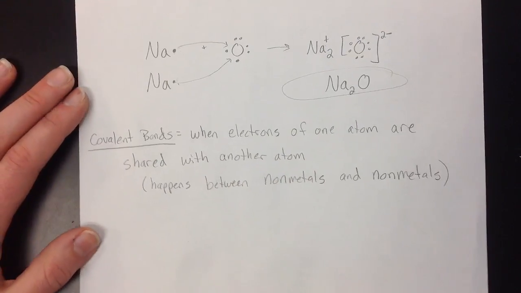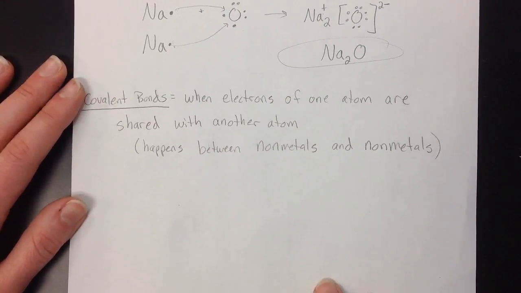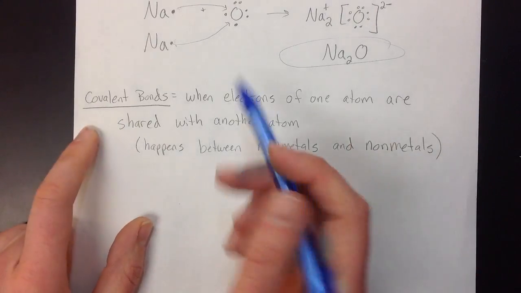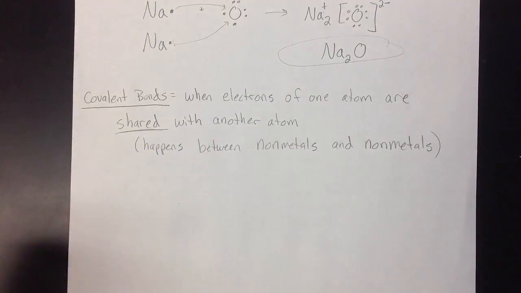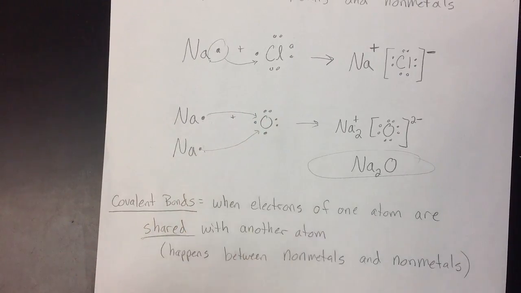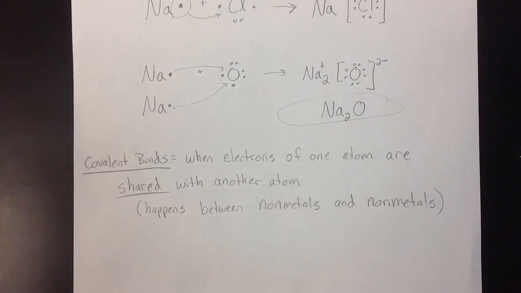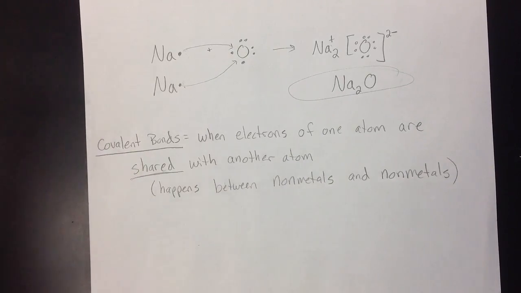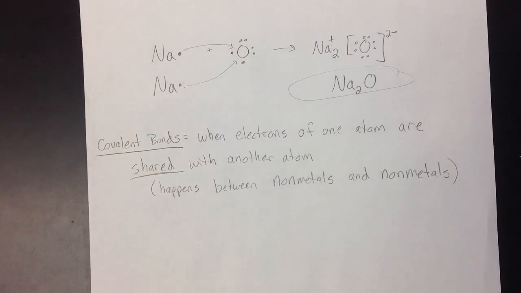Now, into some covalent bonds. These are more of what you'll be dealing with, not so much the ionic. This is when the electrons of one atom are shared with another atom. So this happens between nonmetals and nonmetals. It's not this get rid of and completely steal type of transfer. It's instead, hey, you need this electron and I need this electron, so let's share it. Between your nonmetals and nonmetals, again, this is all on the right side of your periodic table.